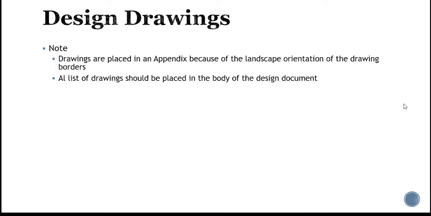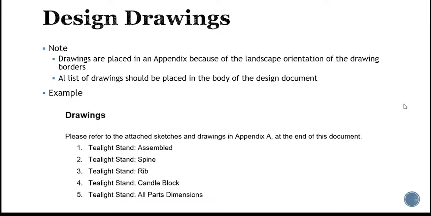And that means that a list of drawings should be placed in the body of the design document, so you've got something in the right place in the document to say, hey, we've got these drawings as part of the design. An example of that is what you see below. Drawings as a heading, please refer to the attached sketches and drawings in Appendix A at the end of the document, and there's a list of the drawings. Those titles come from the title block.